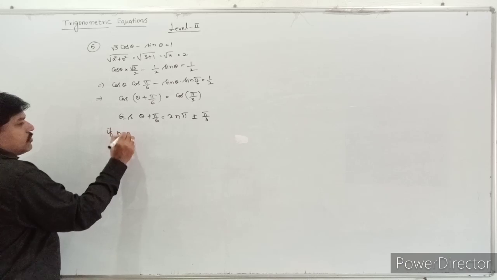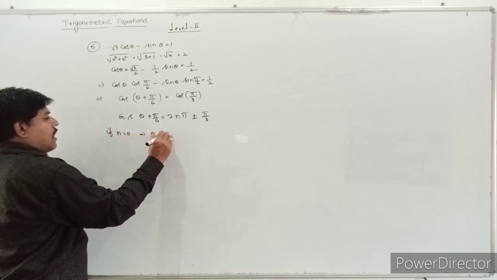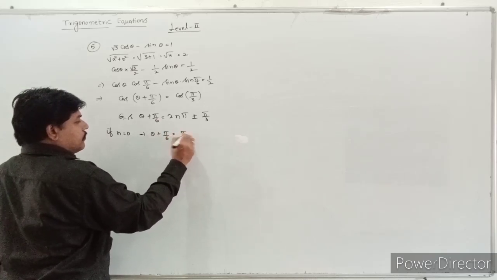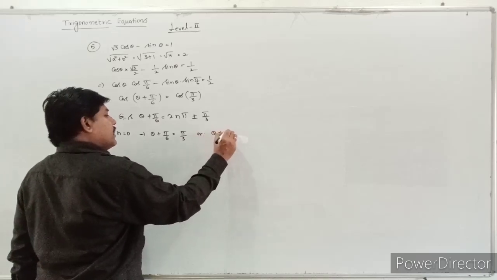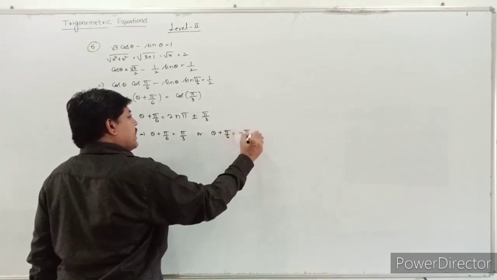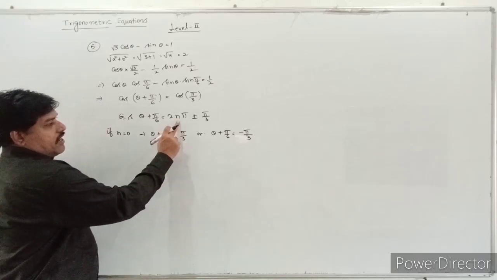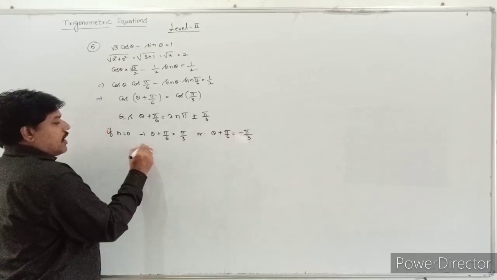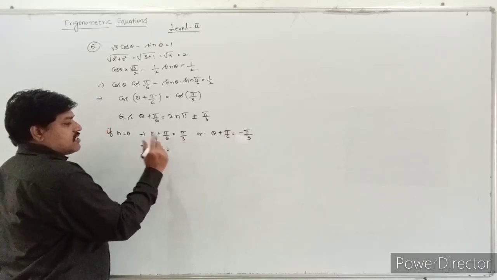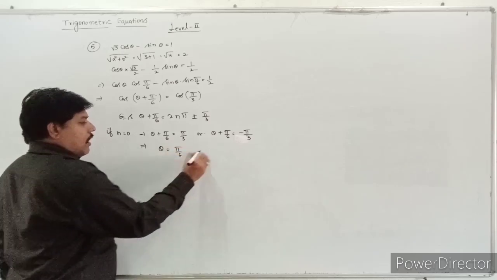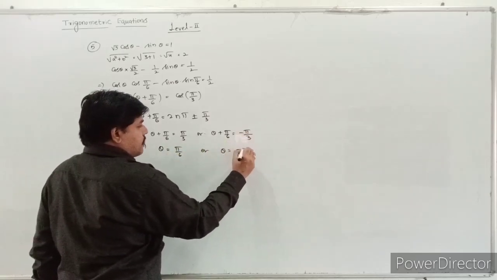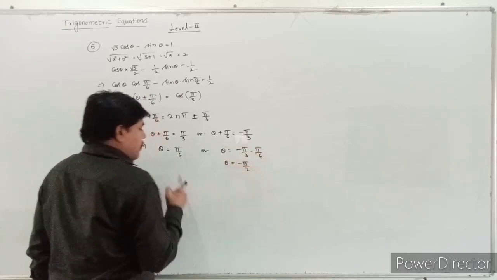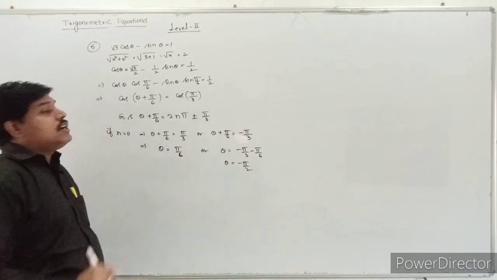If n is equal to 0, theta plus pi by 6 is equal to pi by 3, or theta plus pi by 6 is equal to minus pi by 3. You will get two cases. Why? Because if n is 0, you will get plus or minus pi by 3. So here theta is equal to 60 minus 30, which is 30, that is pi by 6, or theta is equal to minus pi by 3 minus pi by 6. So theta is equal to minus pi by 2 and pi by 6 are the solutions.